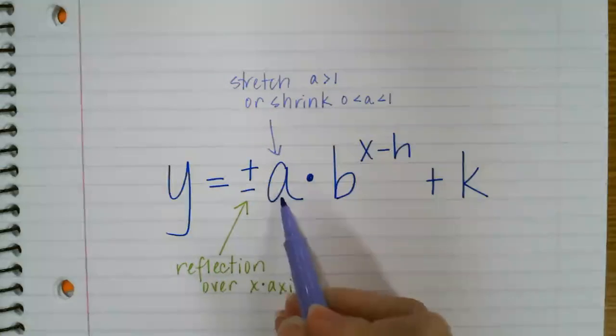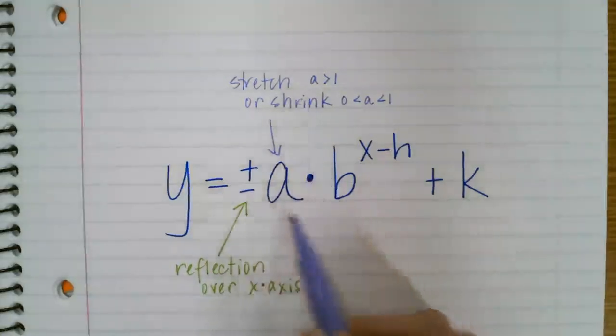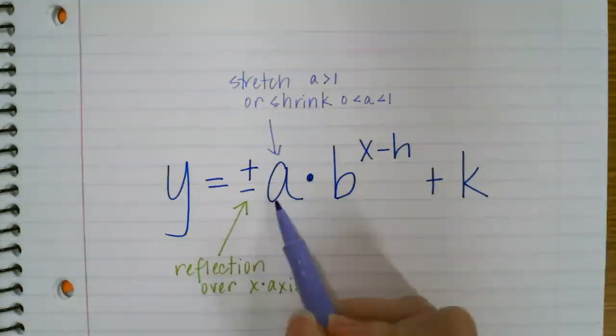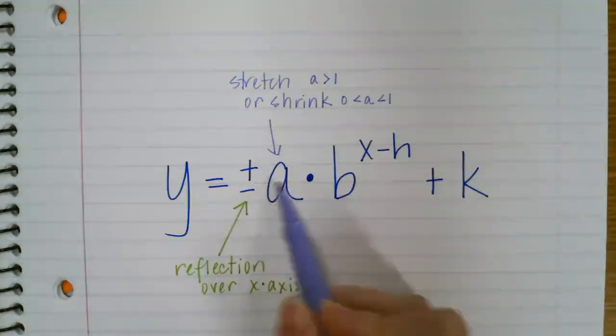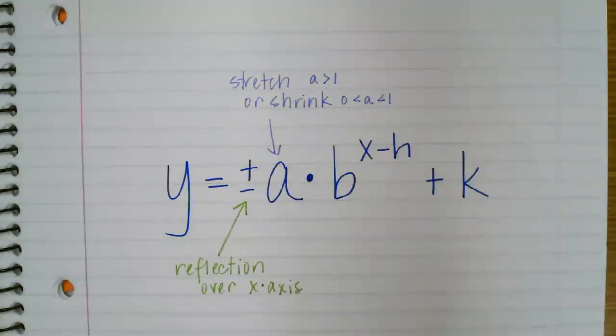So if this number is bigger than 1, we're going to stretch. If this number is smaller than 1, but still positive, it's going to be a shrink. So that's where we said, oh, this parabola is 2 times taller, or this parabola was half as tall. Same idea on our exponential.